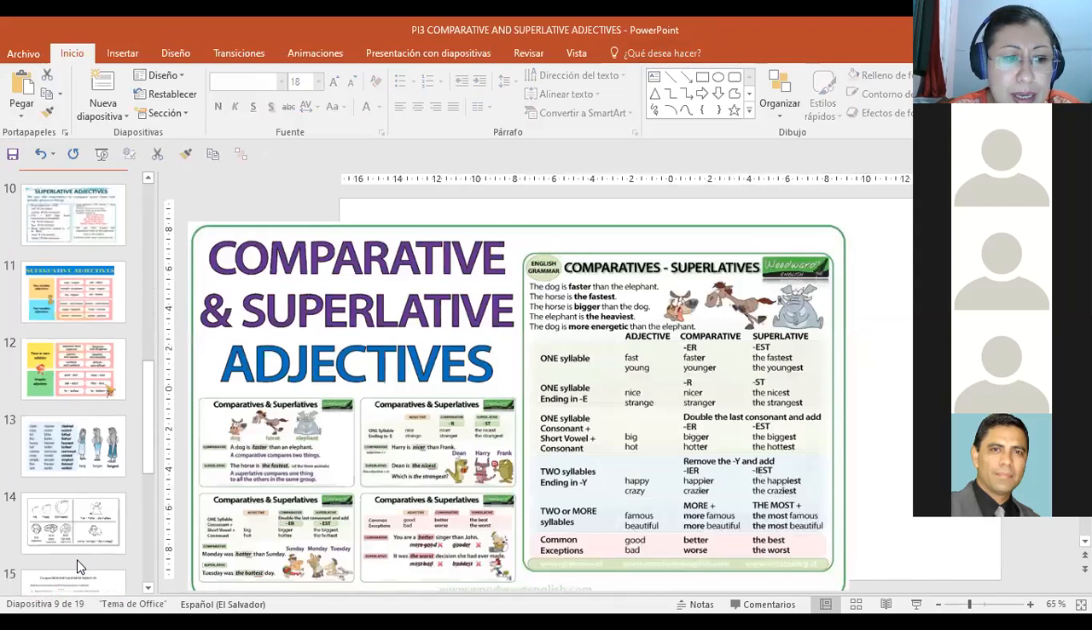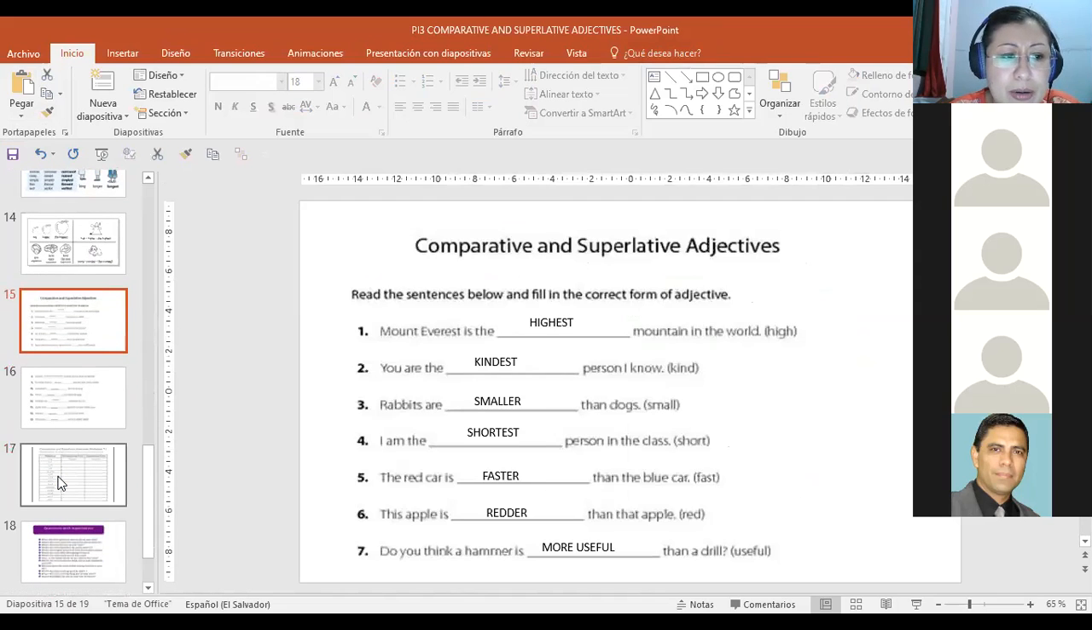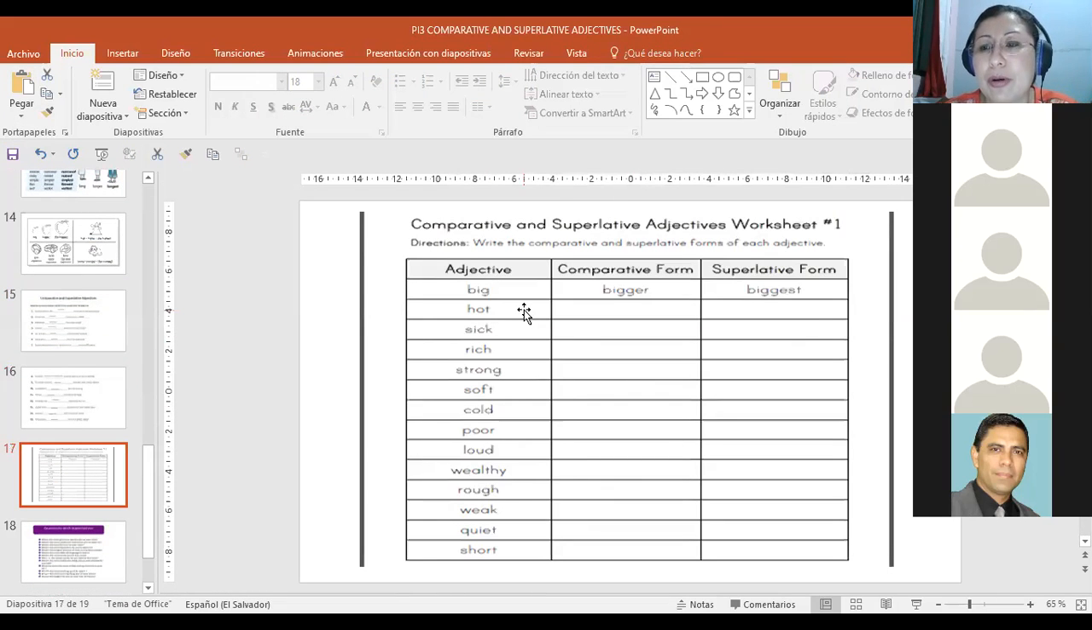Let's go to the exercise we have and tell me. Cuéntenme, ¿cómo le salió? Así mencionadito, por lo menos uno cada uno, porque ya se nos fue el tiempo. Elizabeth. Hottest, the hottest. Very good. Okay, Noé. Thicker, the thickest. Very good. Julie? Richer, the richest. Elizabeth? Stronger, the strongest. Okay, very good.